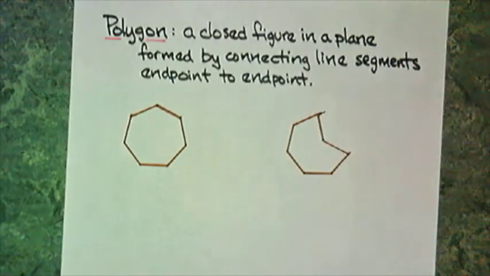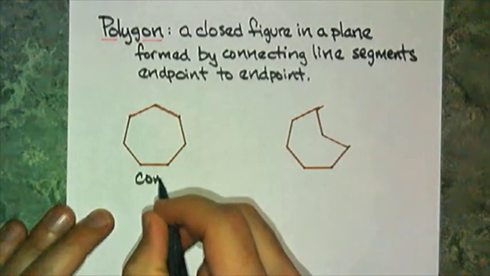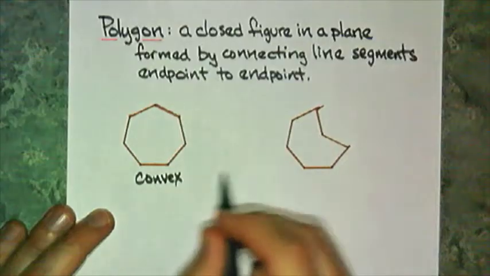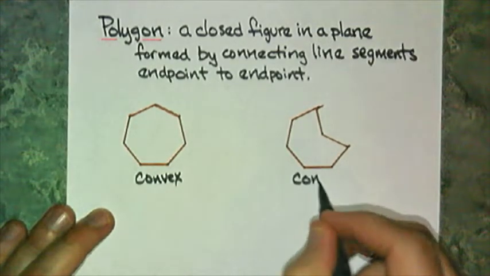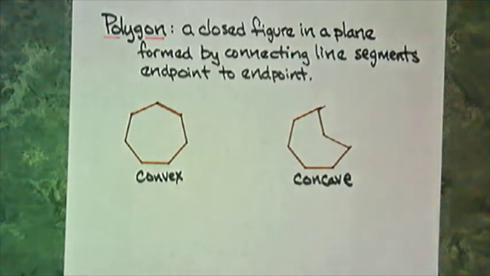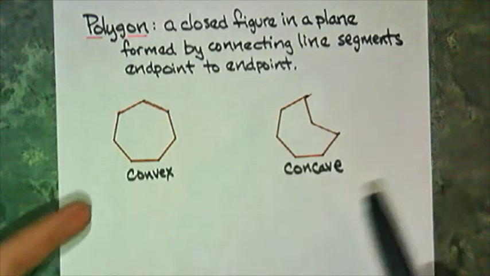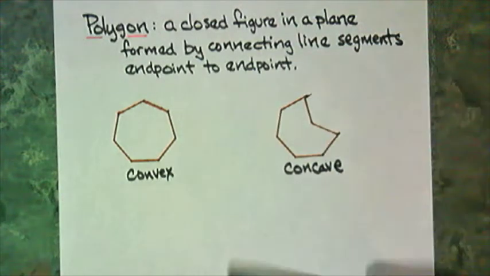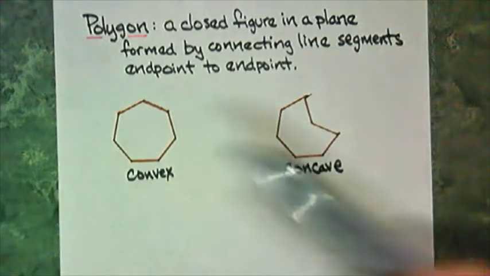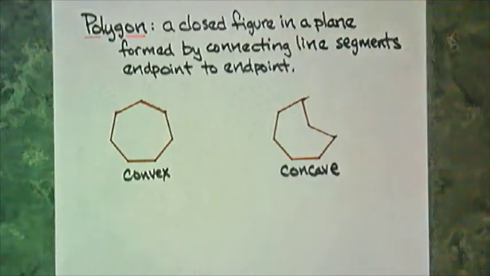Now, this polygon is not the same as this, and we have words to describe their difference. This one is called a convex polygon, and this one is called a concave polygon. Now, I need another word to help define the difference between convex and concave. You might look at the pictures and say, well, this one's dented in and this one's not dented in. Well, okay. I am going to use another word that helps me.